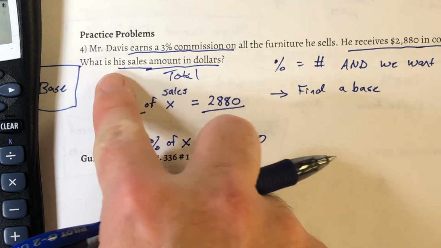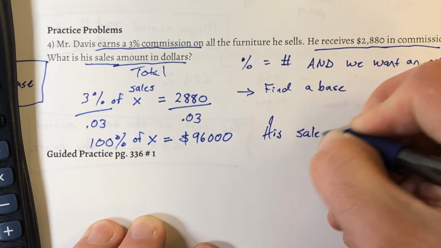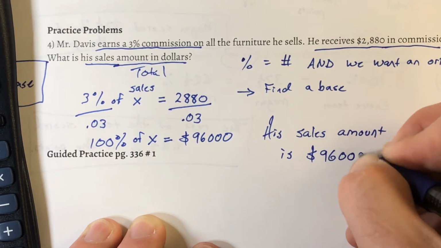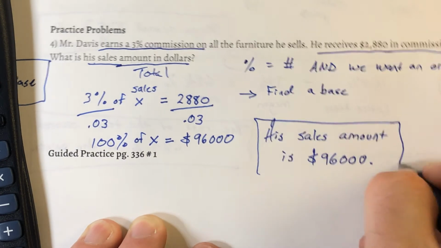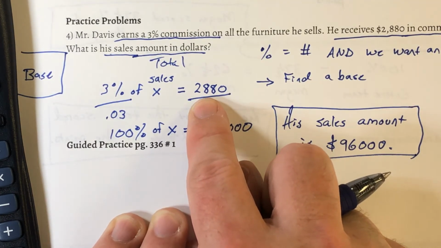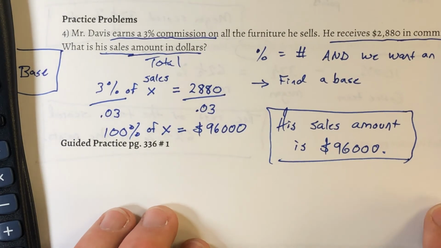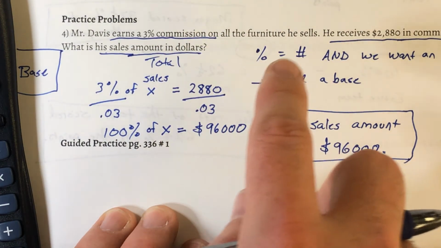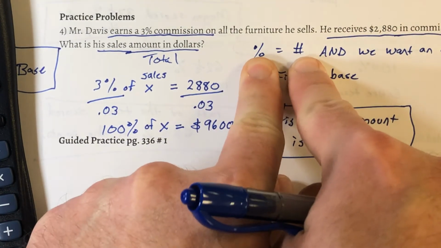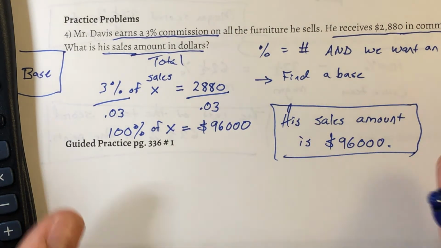So, what is the sales amount in dollars? His sales amount is $96,000. What does that mean? That means he had to sell $96,000 worth of furniture so he could get $2,880. And if that's not enough money to live on, well, he needs to sell more furniture. So again, commission is a percentage of what he sells, and it gave us the percent that he got. It gave us the amount of money he got. So it gave us the same thing. That means this is a base. We need to find an original total, kind of like going backwards. All right, next.